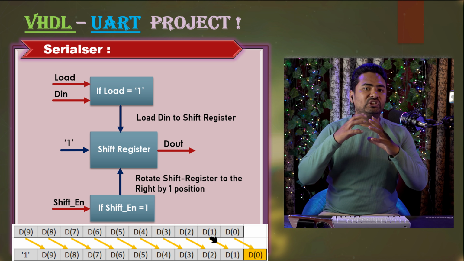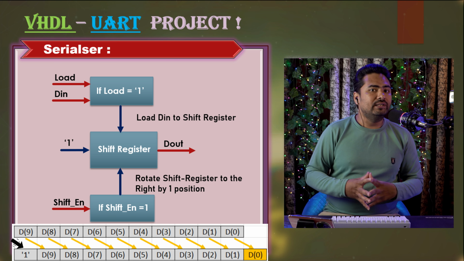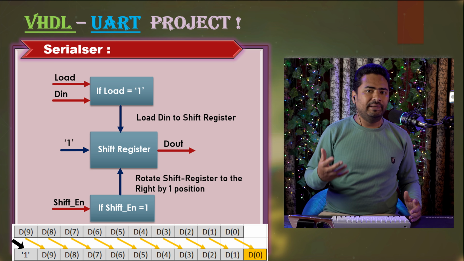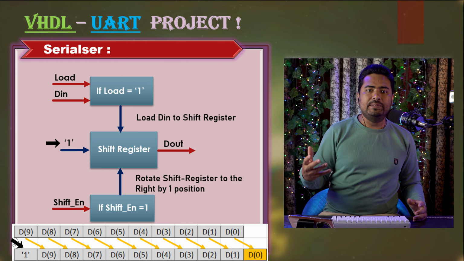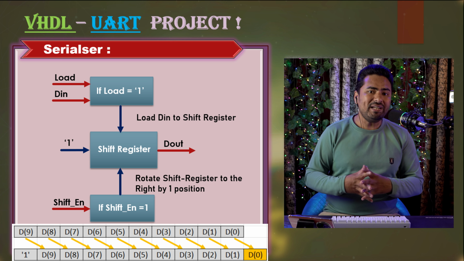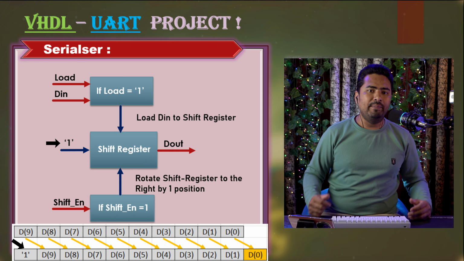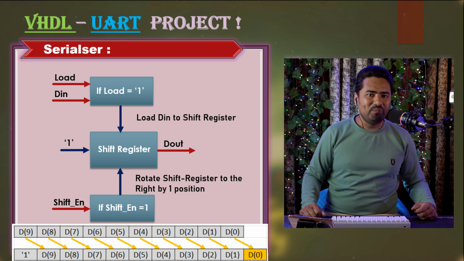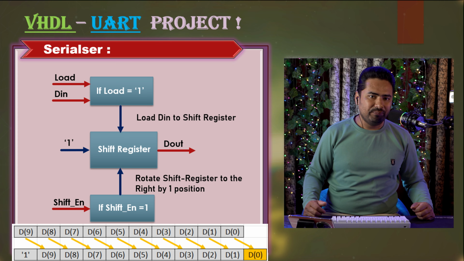Now because we are shifting our shift register data to the right, we have to insert some data at the MSB, right? So we will insert 1 at the MSB of this shift register data. Now the question is, why are we inserting 1 at the MSB, not 0? And the reason is the RS-232 protocol standard.